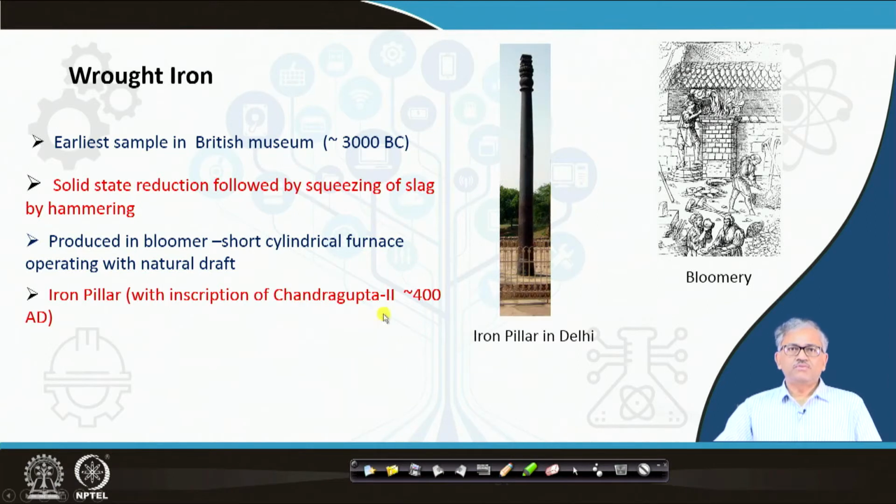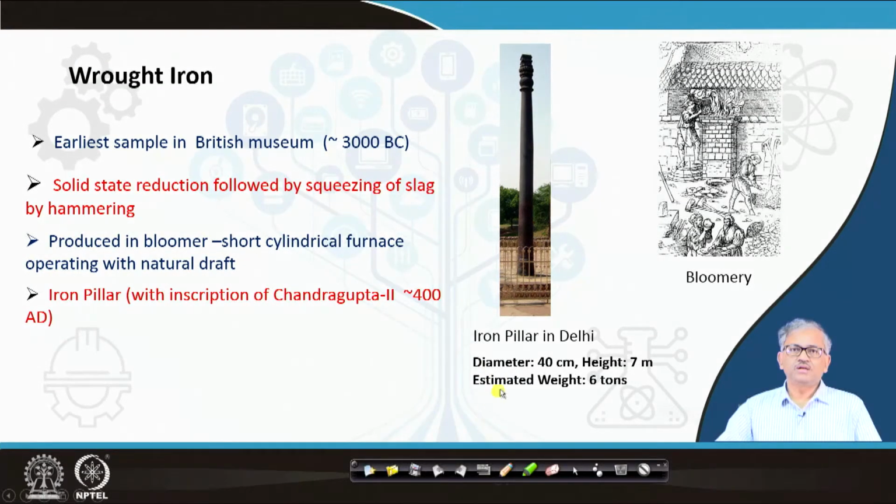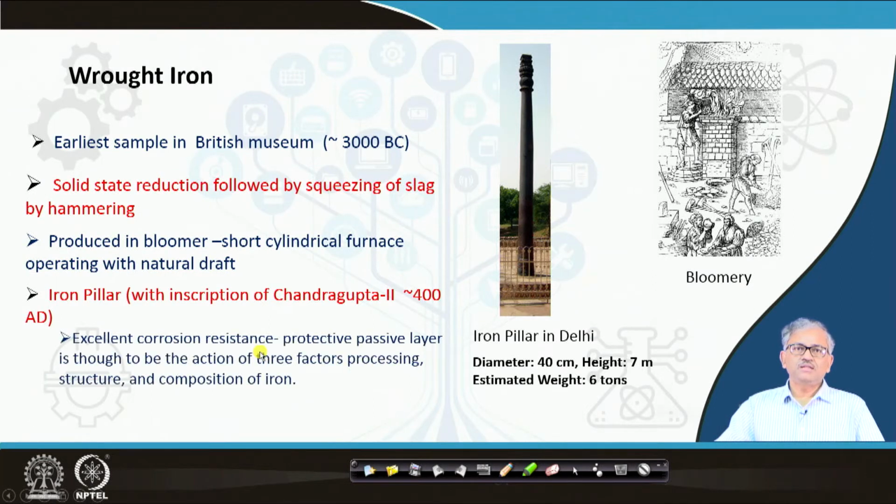So, you can find this iron pillar in Delhi, and its diameter is around 40 centimeters, height around 7 meters, and estimated weight around 6 tons. Okay, you can get that by density. And the most marvelous, very fascinating thing about this iron is that it is standing for more than 1500 years, but you cannot find any rusting. That is the most interesting thing.